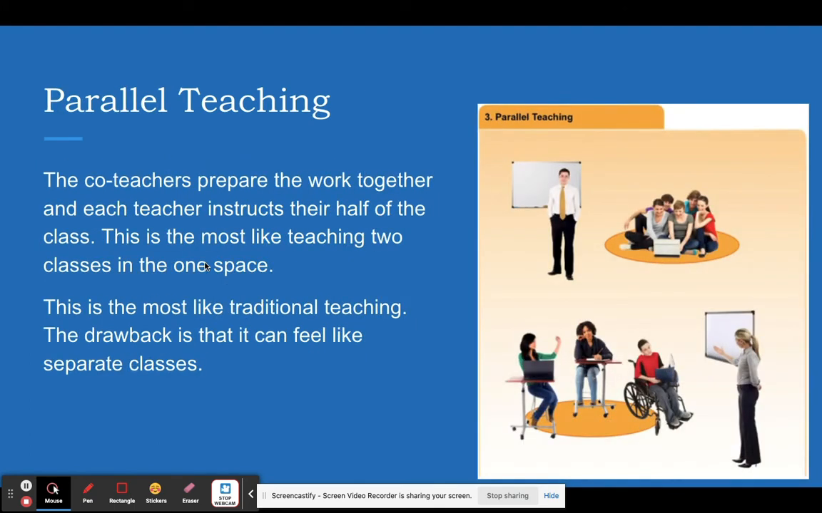Parallel teaching is the most like two teachers teaching 2 classes in the one space. One person up one end, one person in another space. The co-teachers prepare the work together and each teacher instructs their half of the class. It's the most like teaching 2 classes in one space. The drawback is that it feels exactly like that. It feels like 2 teachers are in the space, teaching their own class, just talking quietly and trying not to disrupt the other class. Remember, part of co-teaching is you learning off the other person.